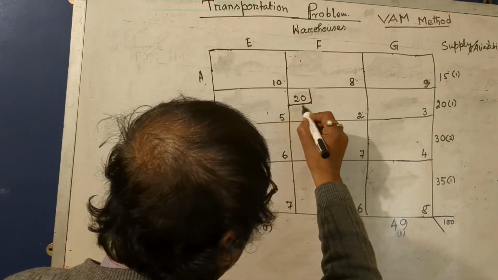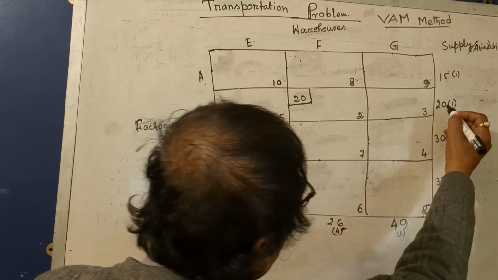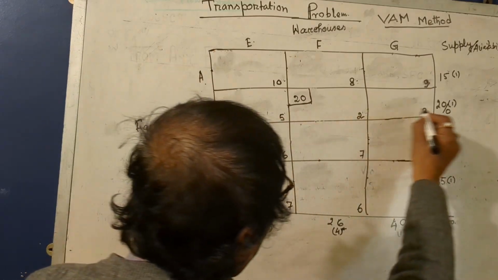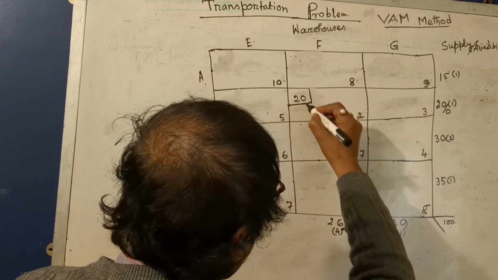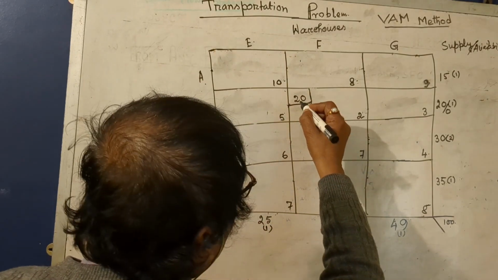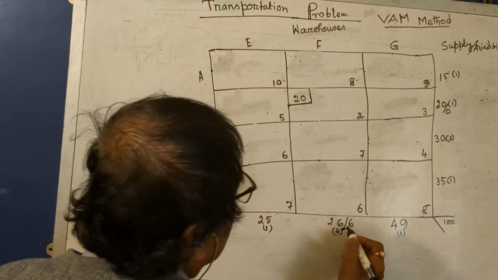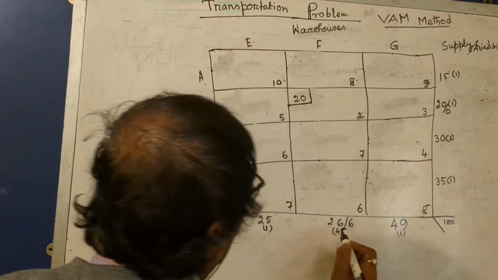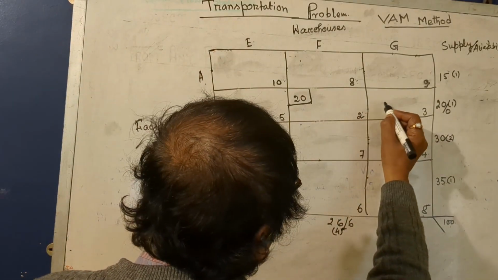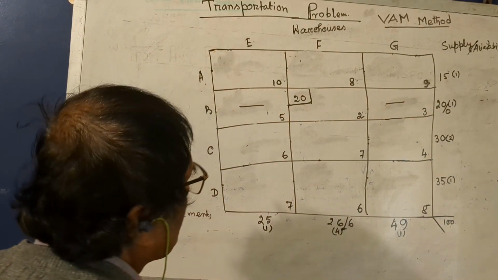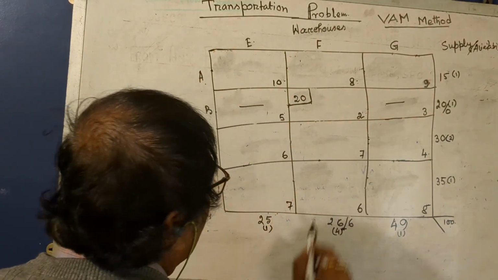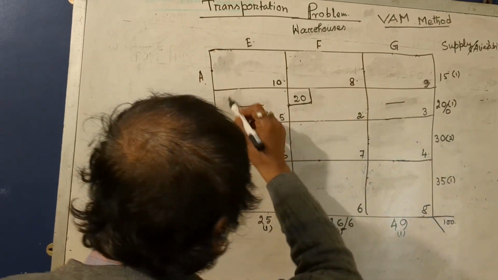I am going to allocate 20 as this is the minimum, and for that reason the availability becomes 0 because the entire production has been allocated here, and the requirement becomes 6 because 20 have been satisfied for this warehouse. 6 units are still to be allocated. As the total units of production have been shifted, there is no scope for shifting further to the other cells, so I have blocked those two cells.